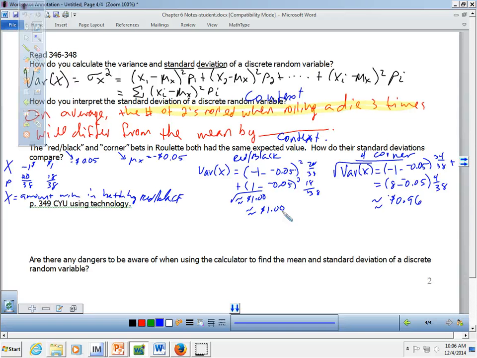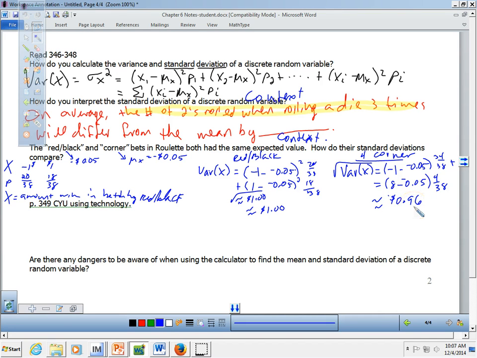Anyway, these standard deviations are long-run amounts. So it's okay that the standard deviation gives you the possibility of losing more than $1 every time you place a bet, which might be kind of weird. Anyway, how do these two compare? Here's your standard deviations. The amount you win or lose may differ from the mean by $1 for a red bet. The amount that you win or lose will differ from the mean by 96 cents on the four-corner bet. Which one's a little safer bet? Well, that's going to be your four-corner bet. Not by a lot, but a little bit.